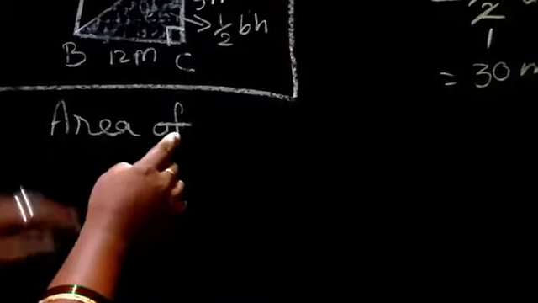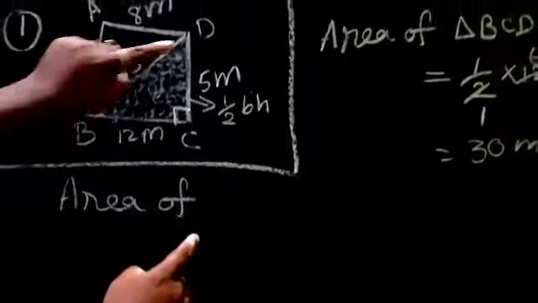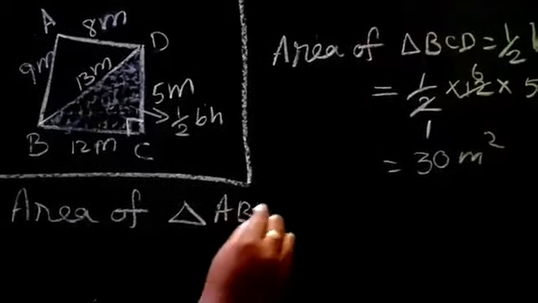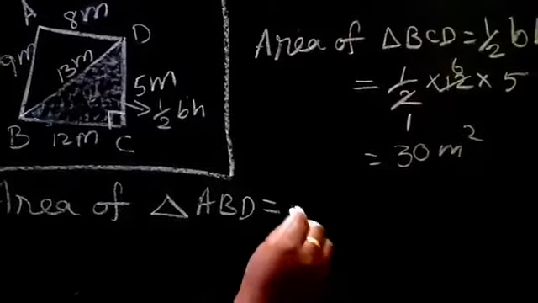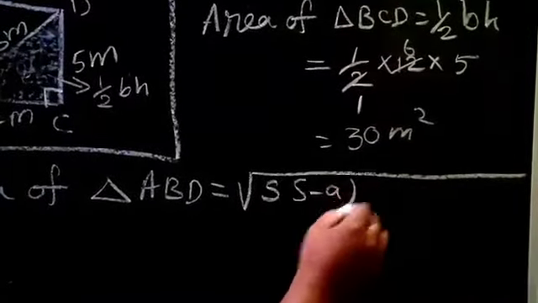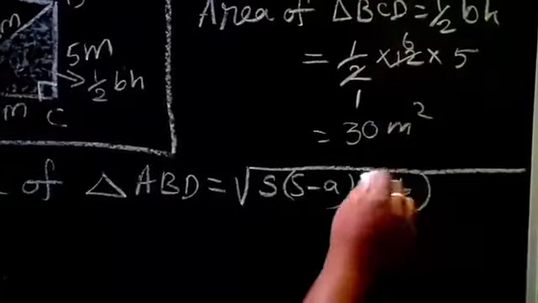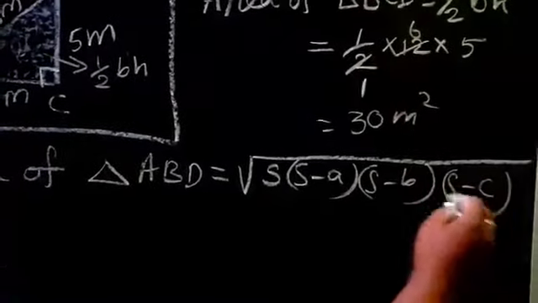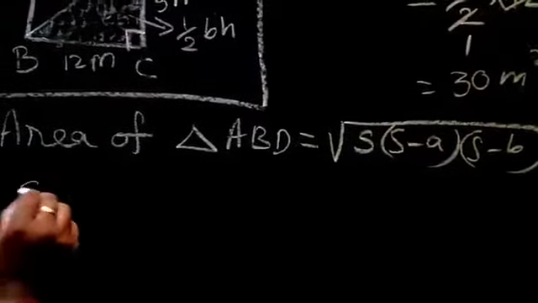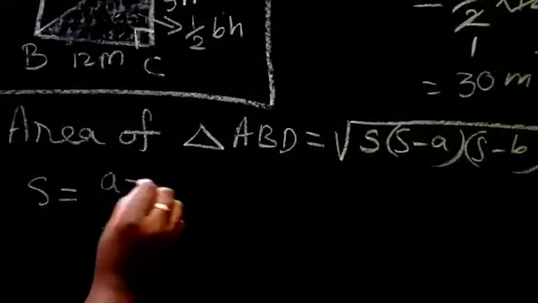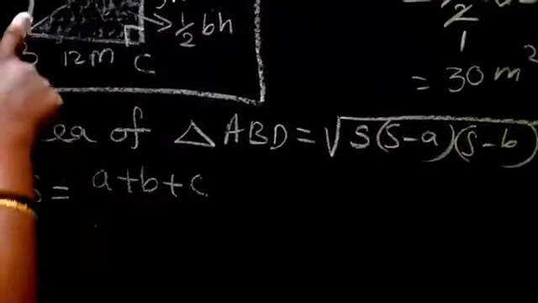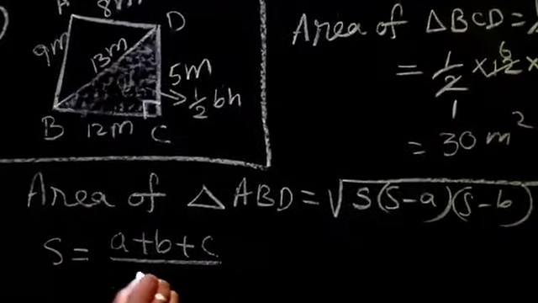Now we will find the area of triangle BDA, the area of triangle ABD also. What is the formula? Square root of S into S minus A, S minus B and S minus C. First, what is this S? It is called the semi-perimeter. So we will find the S value here. Semi-perimeter means A plus B plus C, all the three sides, divided by 2 we should write.